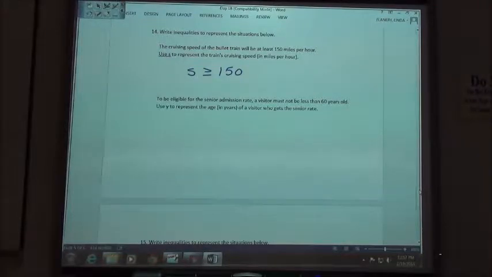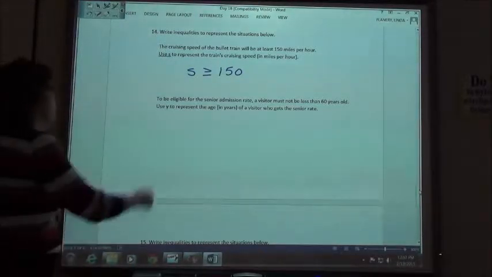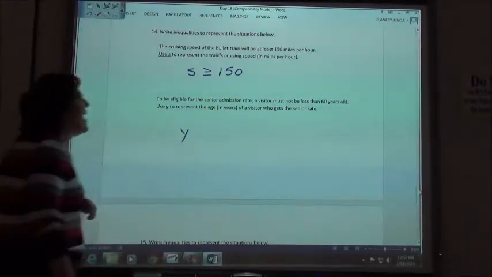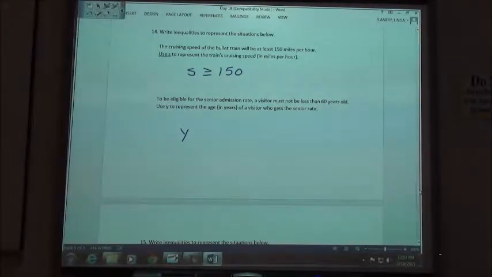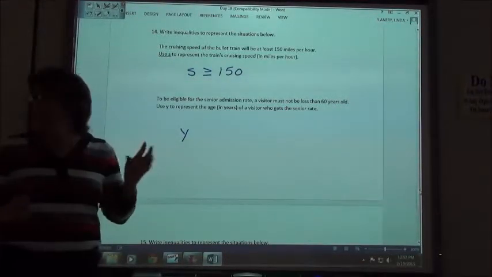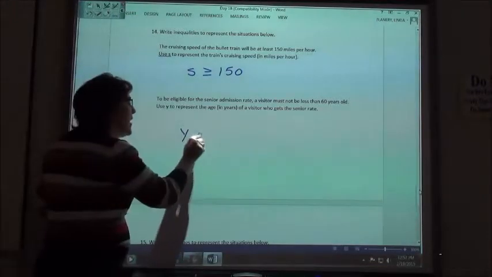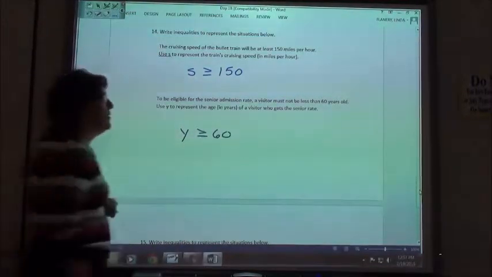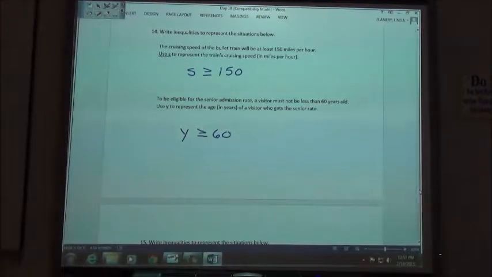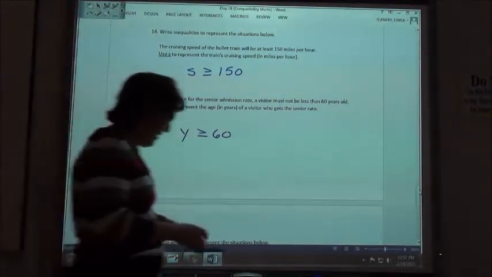To be eligible for the senior admission rate, a visitor must not be less than 60 years old. Use Y to represent the age in years of the visitor. Greater than 60, or equal to. If I'm not less than 60, I can still be 60, right? So I've got to have that equal to underneath that. Just like on the "no more." Greater than or equal to 60.